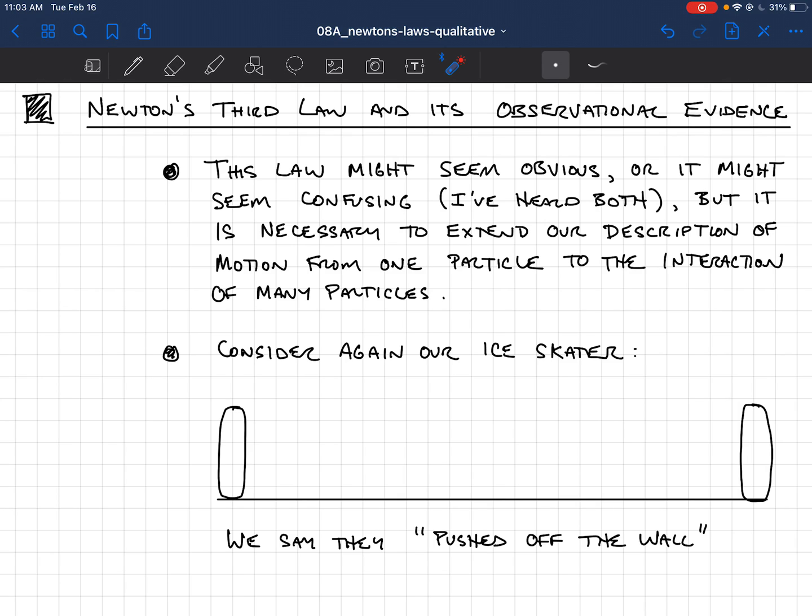So Newton's third law, I've heard some people say, well, this is just sort of obvious. And then I've heard other people say that this doesn't make any sense. Why is this true? So I'm not sure what your opinion of it will be. We should check in afterwards. But it turns out that we need this law in order to extend the description of motion from the motion of one particle to the interaction of multiple particles. So Newton's second law was a law that described the motion of just a single object, and now we're going to talk explicitly about multiple objects.